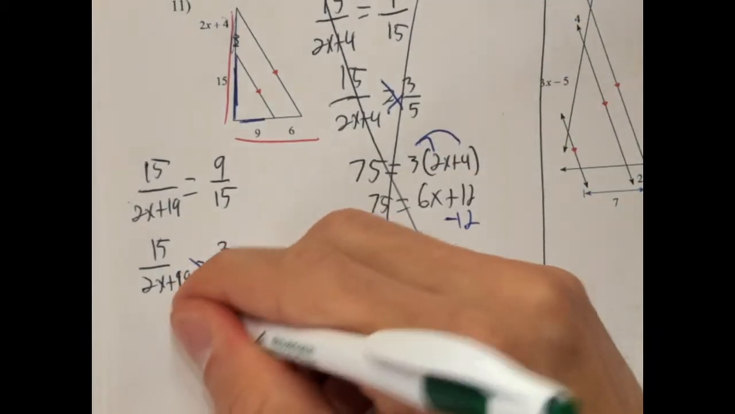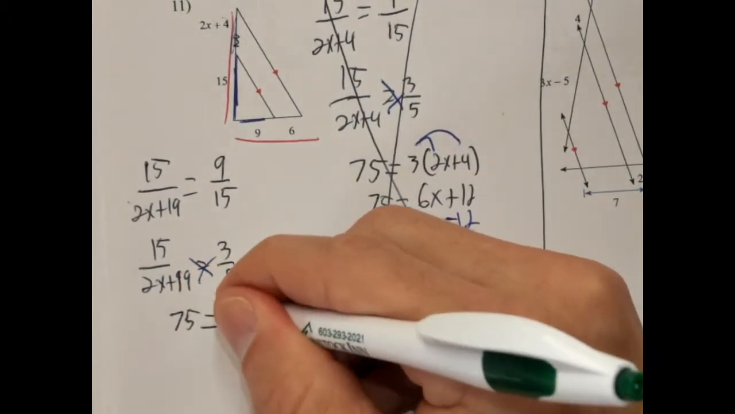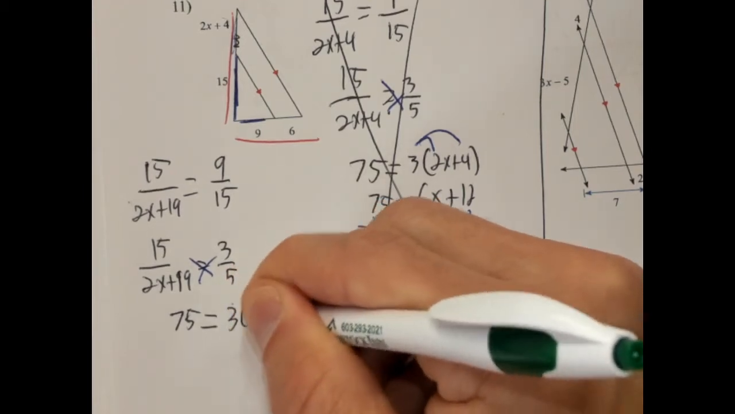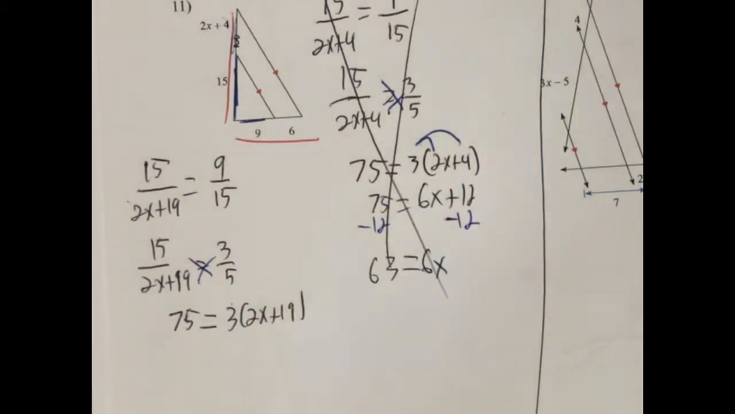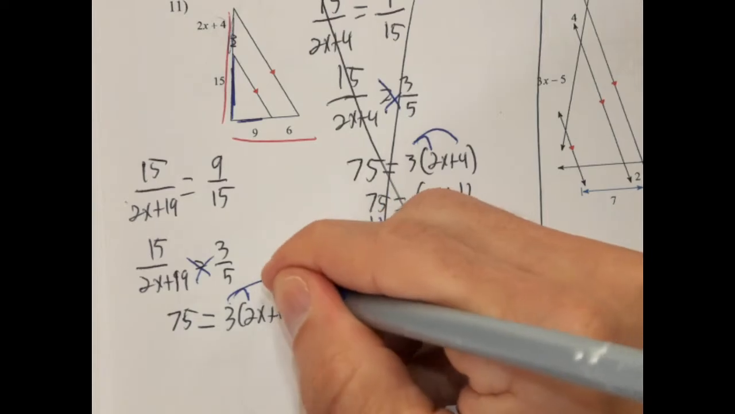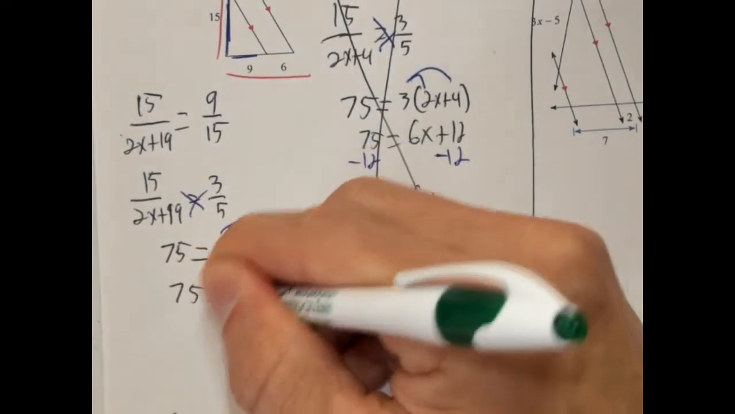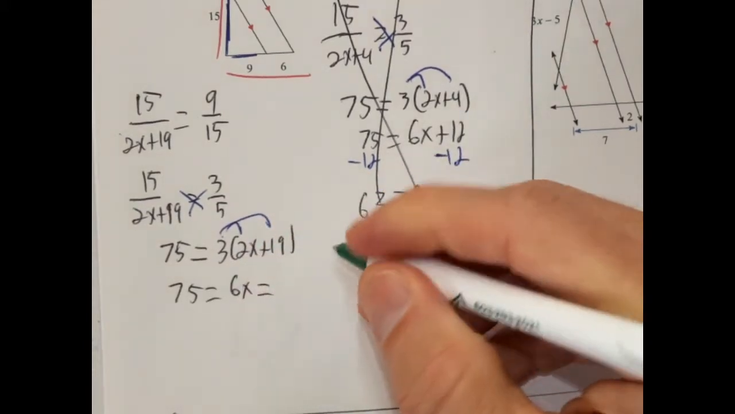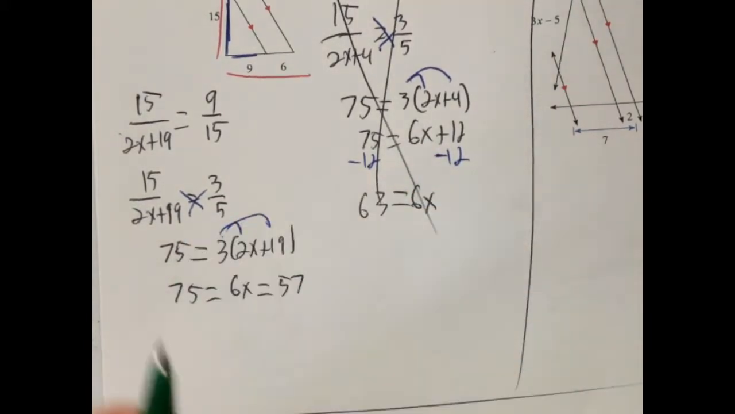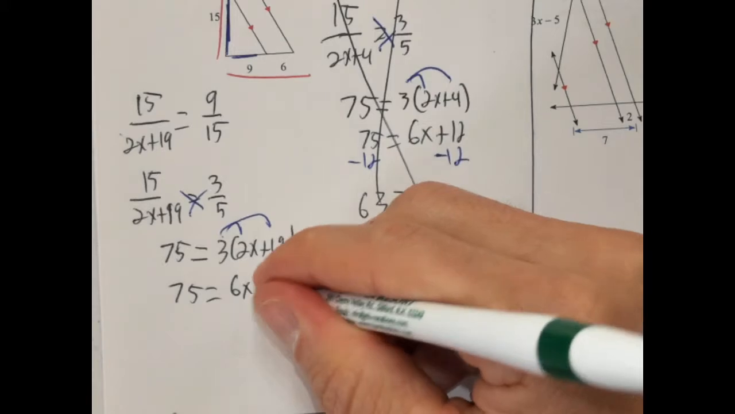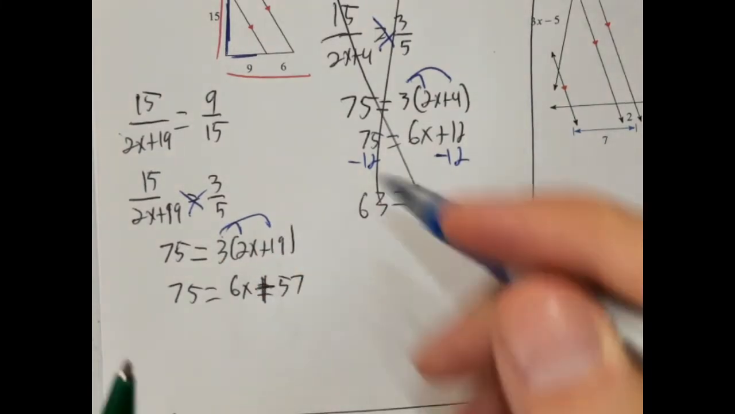So let's see, 75 equals 3 times 2x plus 19. We're going to distribute. So you can see how that one little mistake threw it all off. 75 equals 6x plus 57, I believe. Well, why did I put equals? My goodness. You can tell I haven't eaten lunch yet.